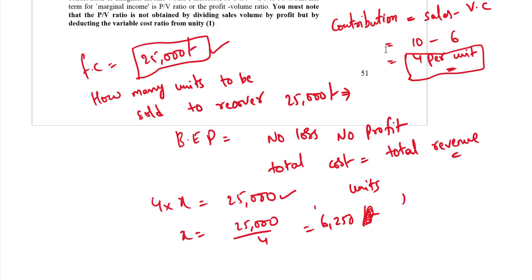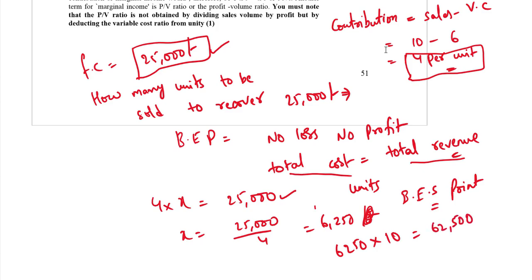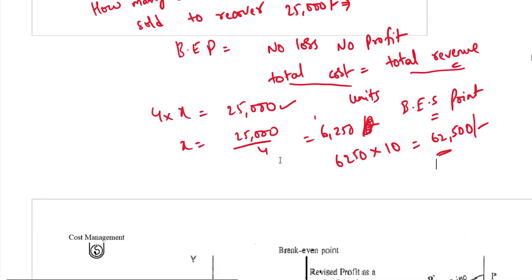This number of units is called the break-even sales point. At this level of volume, the company is going to achieve the break-even. At this point, the total cost will be equal to the total revenue. Whatever the company produces beyond this break-even point is going to give profit to the company. At this point, total sales revenue will be 6,250 units into 10 rupees per unit, which equals 62,500 rupees.